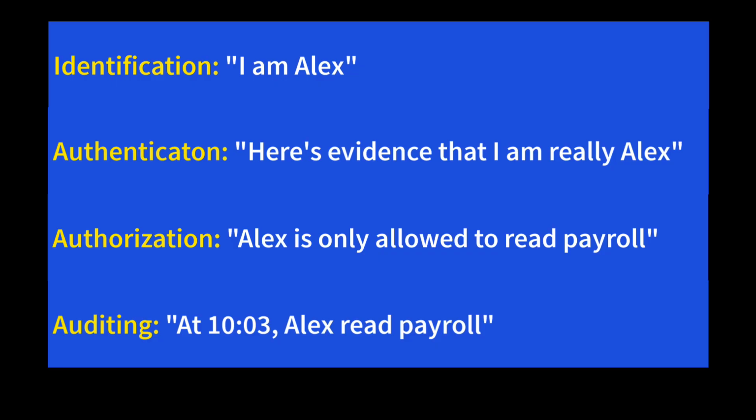One key takeaway: these are not separate silos. They're a chain. If you weaken one link, like weak authentication, everything after it becomes less trustworthy.